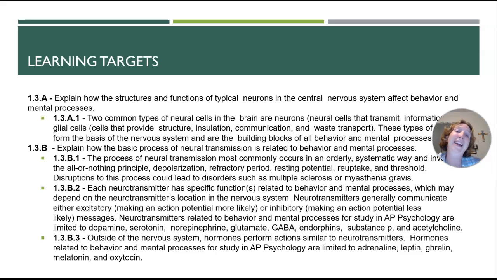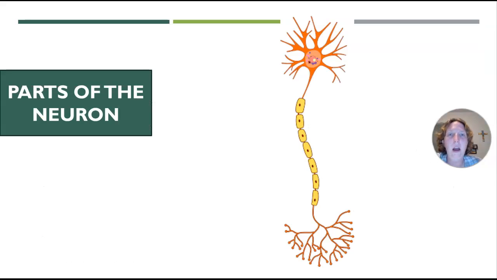You don't have to interpret a ton. This is the most black and white, yes, no, fact-based, not fact-based, right and wrong based unit that we're going to have. So let's get to it. This is a neuron. Neurons do look a little different depending on where they are in the body and what they do, but they basically have the same structures. So let's learn what those structures are.